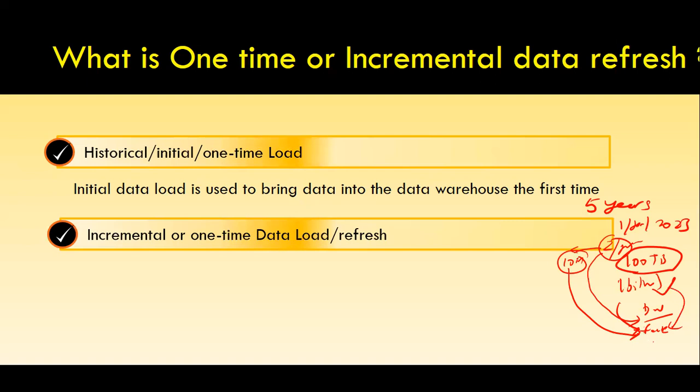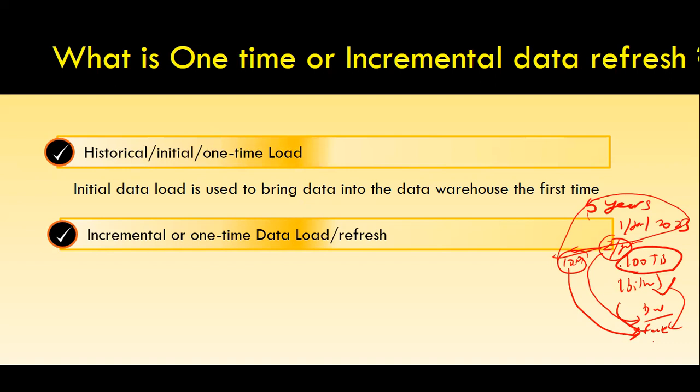But what will happen if you load the 10 million records along with the 5 years of data? Every day you are adding. You already have 1 billion records, and if you load 1 billion plus 10 million records on a daily basis, it requires a lot of resources, a lot of CPU, and the refresh also takes a lot of time. So instead of loading the 5 years of data along with 2nd Jan and 3rd Jan, load only the 2nd Jan data, the incremental data, into the fact table.